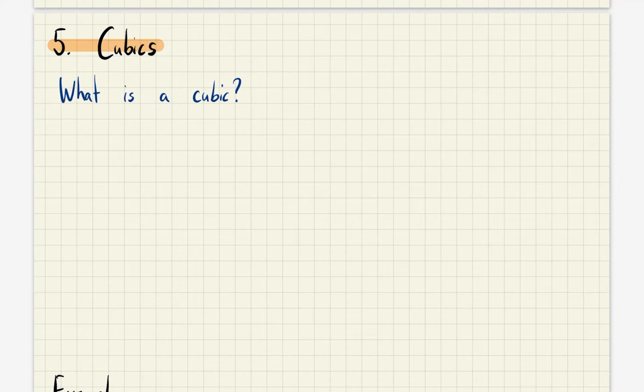Morning, Year 10. In this lesson, we're going to be talking about cubics. Now, what is a cubic?